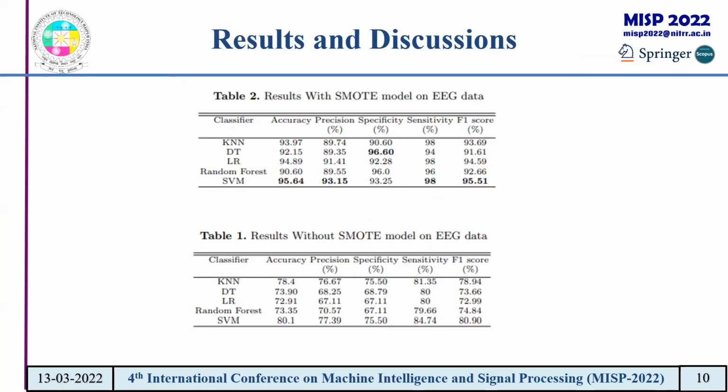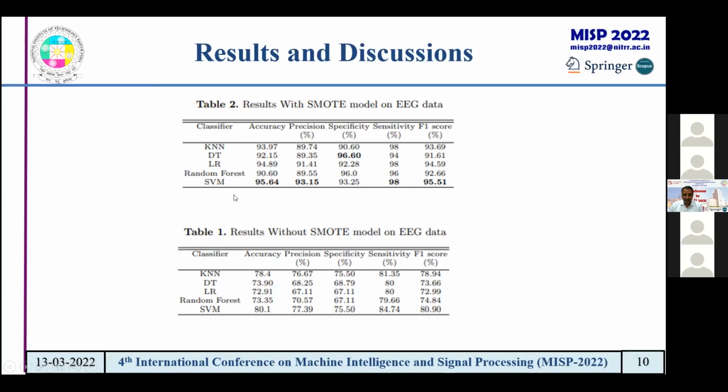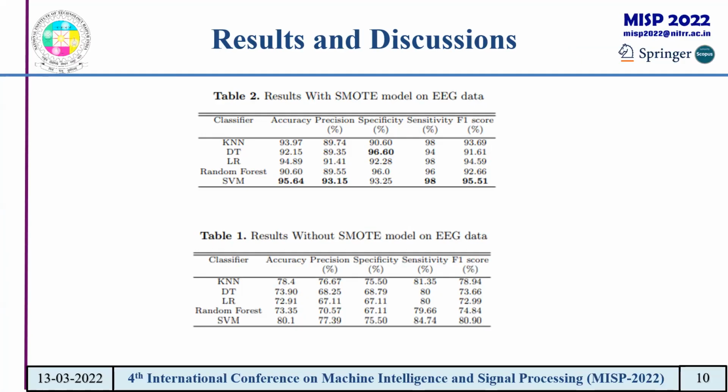So these are the results sections. We show the results with SMOTE and without SMOTE. If we apply the SMOTE technique, we get good performance on the SVM classifier, where we got 95.6 and 98.64% accuracy. Without SMOTE, the performance is very low compared with SMOTE.